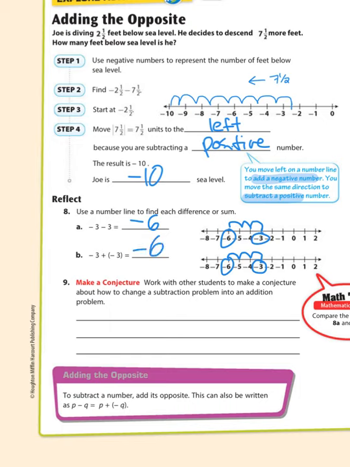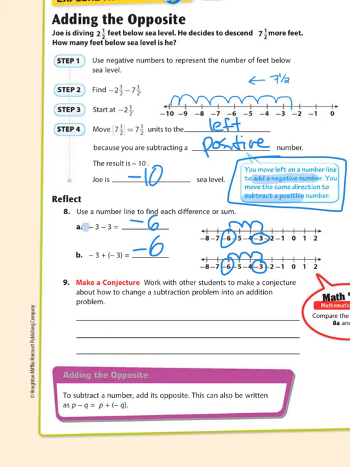Now wait a minute, these were different equations. So how come they look the same on the number line? Well, remember in the last example, adding a negative is the same thing as subtracting a positive. That is an important thing to note. Okay, so let's make a conjecture. How can we change a subtraction problem into an addition problem?